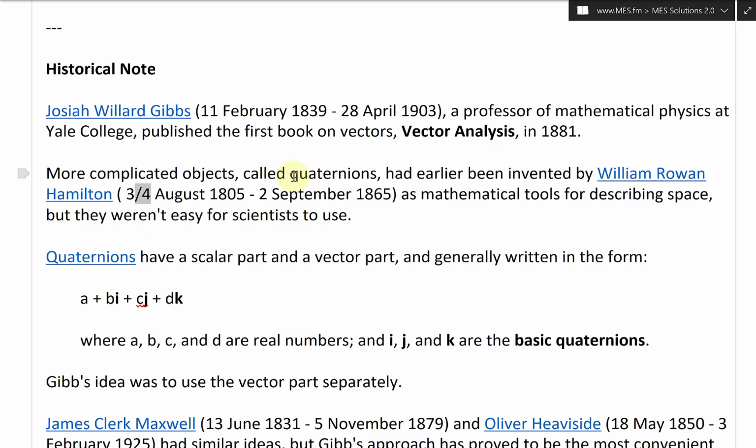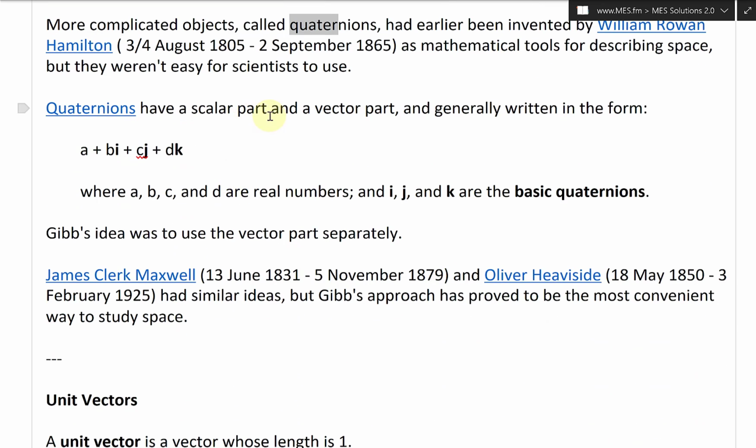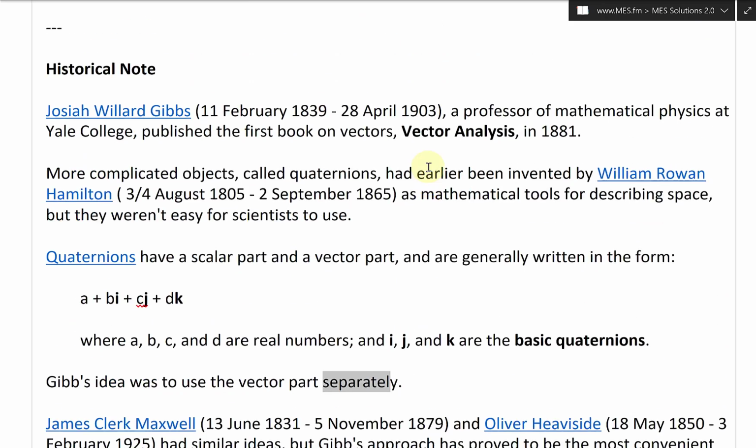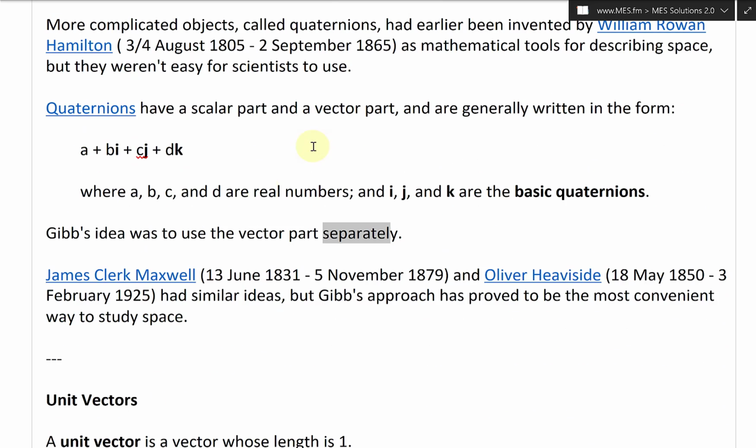So these quaternions weren't easy to use. Quaternions have a scalar part and a vector part, and are generally written in the form a, the scalar, plus b times i, the vector, plus c times j, plus d times k, where a, b, c, and d are real numbers, and i, j, and k are the basic quaternions. Notice there's a separate scalar by itself without the vector, so that's the interesting part. So Gibbs' idea was to use the vector part separately, hence he has that ijk right here, but I think these are a bit different.